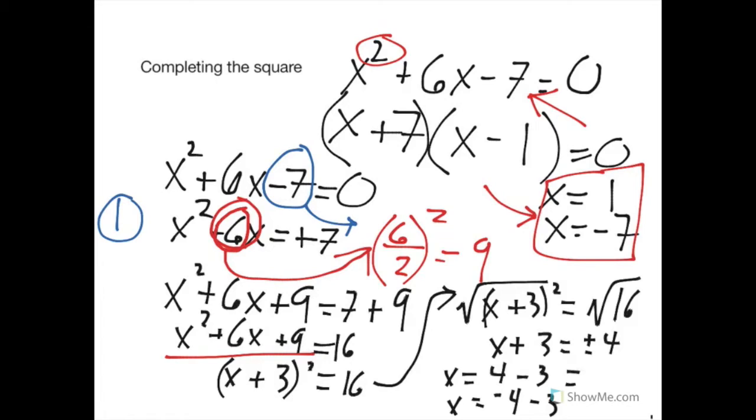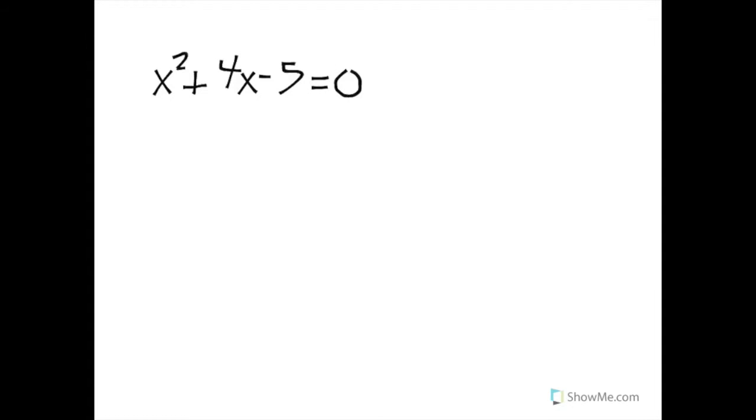So the top one is going to be 1, and the bottom one is going to be negative 7. So let's take a look at this problem. Looking at it right away, I know that we can solve it using factoring. We can use the quadratic factoring, but I don't want to do that. I instead want to go the alternate route and solve by completing the square.